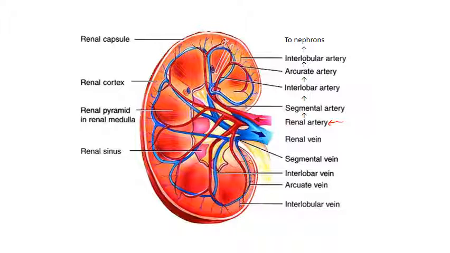Arcuate arteries make these kind of branches going on top of the pyramids. Then the interlobular or the cortical radiate arteries are more going towards the outer part of the kidney. It's the interlobular arteries that will then branch off into the efferent arterioles, which then attach to the nephrons.